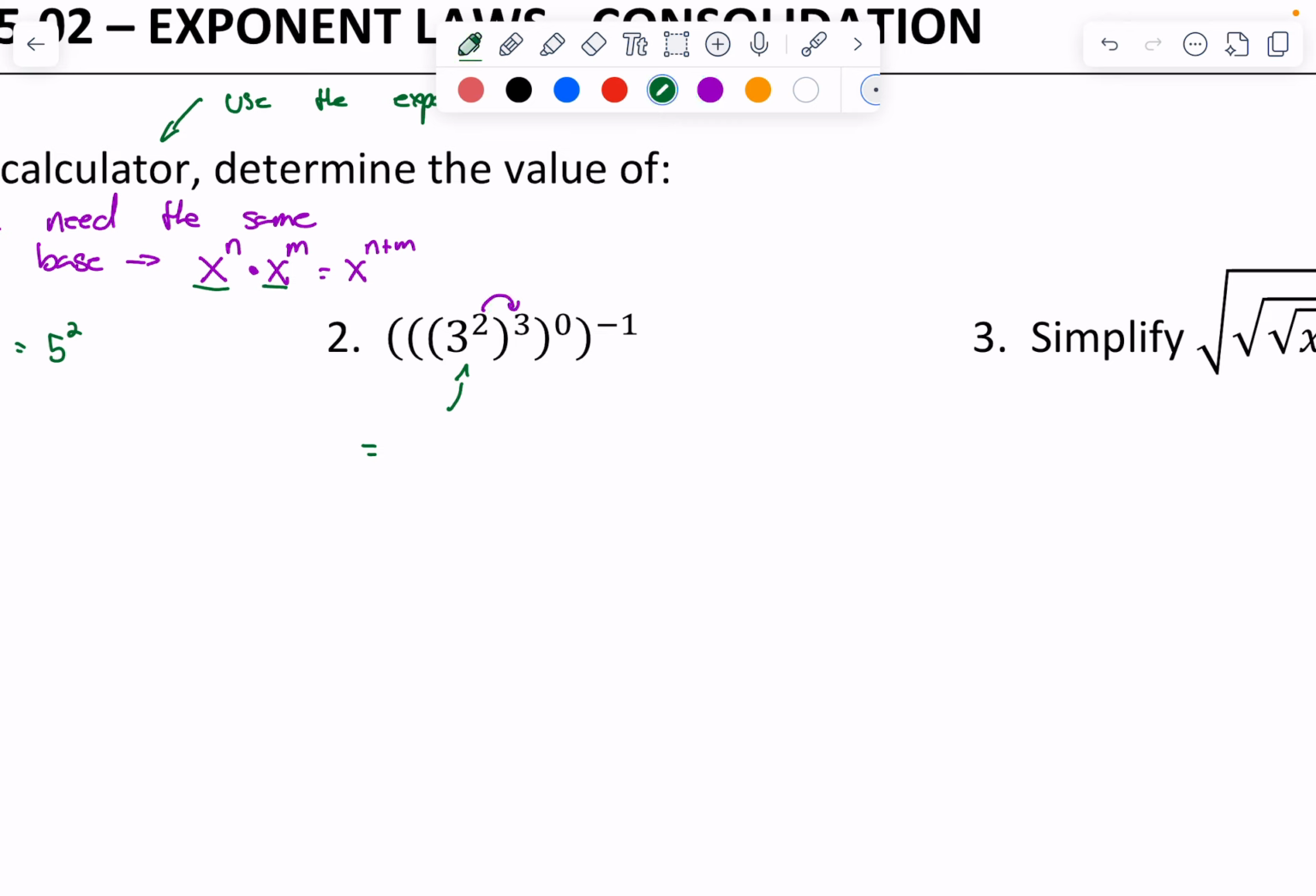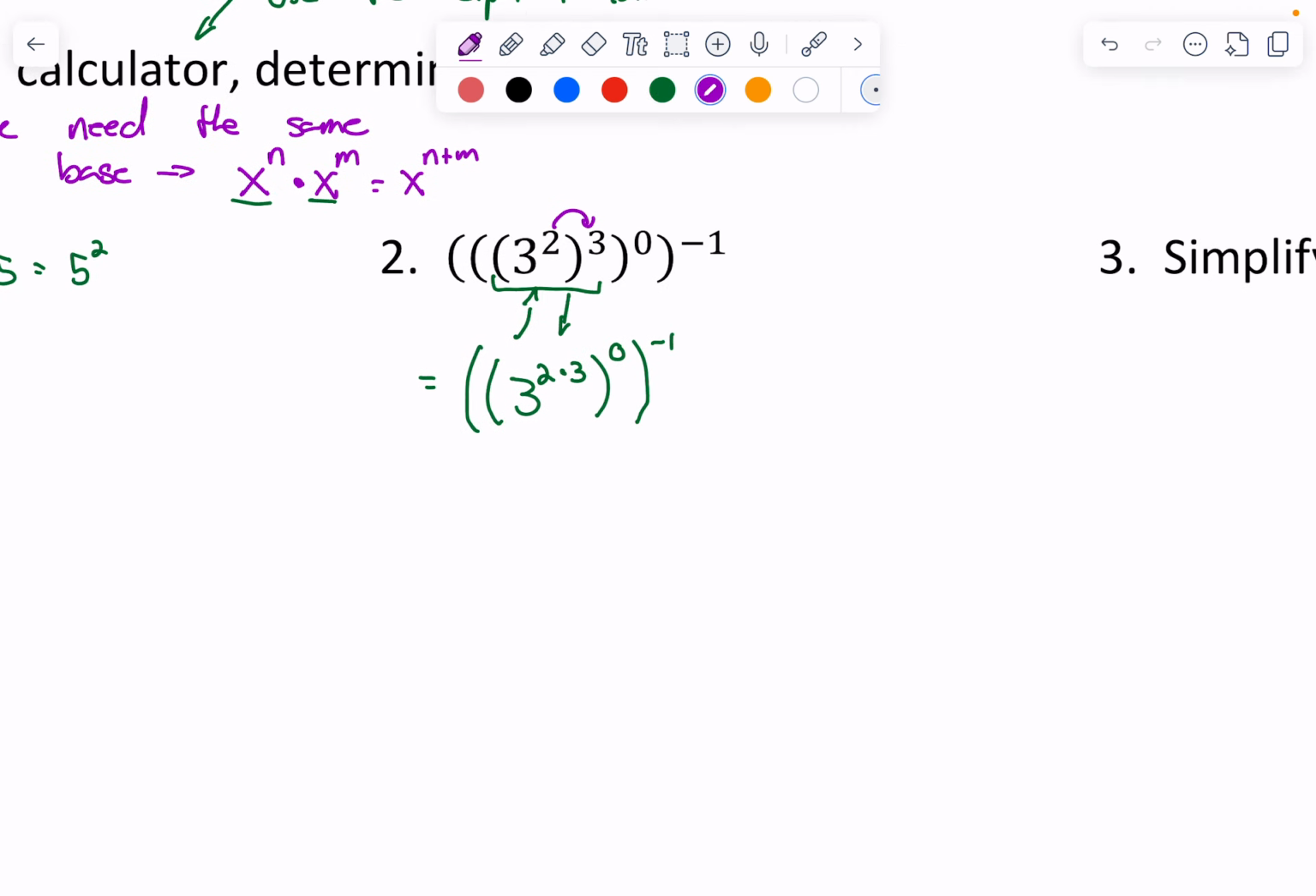So that would be like me saying 3 to the power of 2, and then because it's being put to the power of 3, you now multiply that, right? So these things right here, they clean up to this. And then that would be put to the power of 0. And then on the far outside, you have that all being put to the power of -1. Well, do that again. So you take 0 and you multiply that. So you get 3 to the power of 2 times 3 times 0. And then you do that one more time.